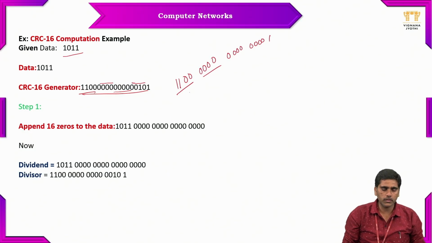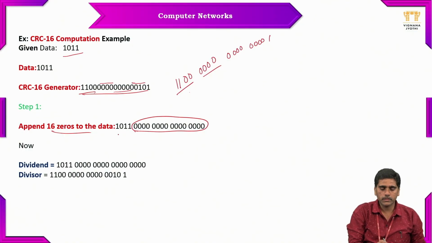Now step 1 is what? To append 16 zeros to the data. So now I added 16 zeros because of the CRC 16 polynomial. We need to do the computation on the data. So this is the data and 16 zeros will be appended to it. Now after appending, the data is what? The dividend: 1011 with all the appended zeros. So this is the dividend.